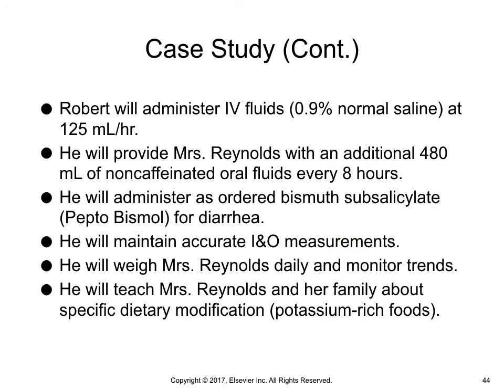Case study continued. Interventions include: Robert will administer 0.9% normal saline at 125 ml per hour. He will provide Mrs. Reynolds with an additional 480 ml of non-caffeinated oral fluids every 8 hours. He will administer bismuth subsalicylate for diarrhea, as ordered. He will maintain accurate intake and output measurements. He will weigh Mrs. Reynolds daily and monitor trends. He will teach Mrs. Reynolds and her family about specific dietary modifications such as potassium-rich foods.